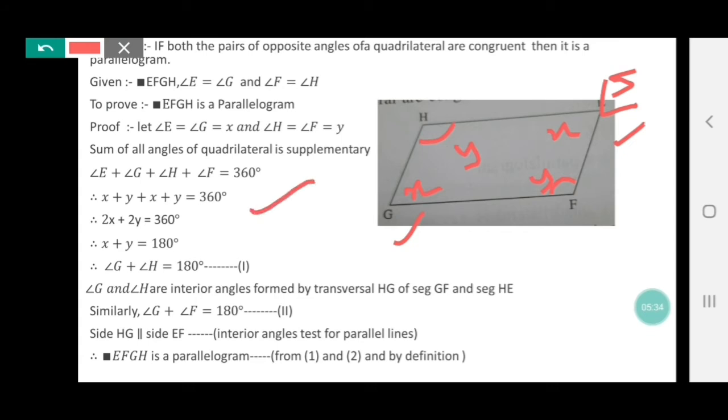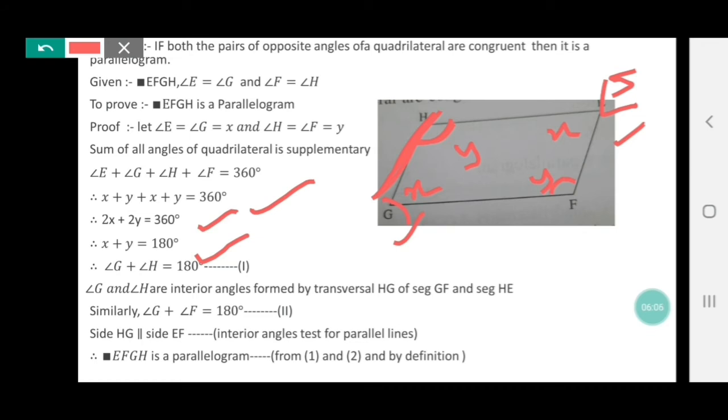So 2x plus 2y will be equal to 360. So what will be x plus y? Naturally it will be 180. So angle G plus angle H is equal to 180 degrees, right? Now these two angles are forming interior angles by the transversal HG of GF and HE.